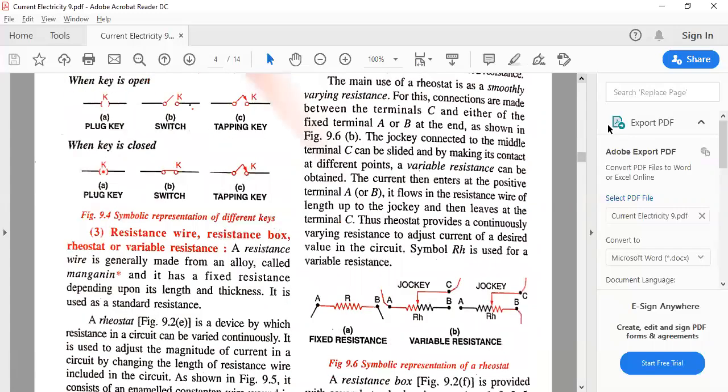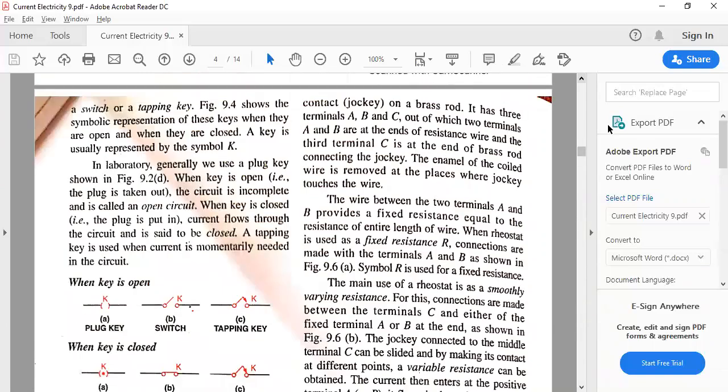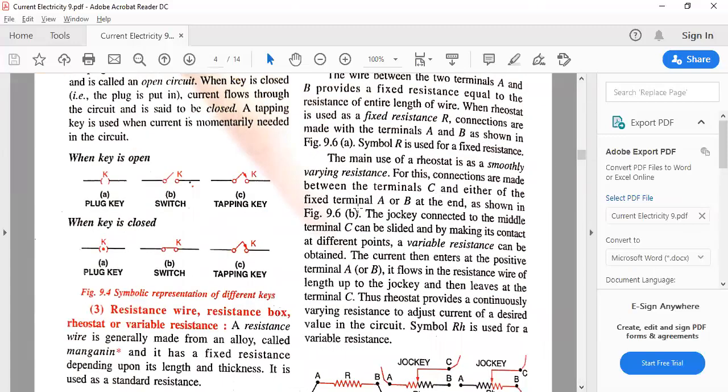So मेरा fixed resistance कितना होगा? 5 ohm. Now if you want to vary from 1 ohm to 5 ohm, you will be using terminal C. When the rheostat is used as a fixed resistance, the connections are made with terminals A and B. 2 wires होते हैं normally, तो एक को A में लगा दिया, दूसरे को B में लगा दिया. But if you want a varying resistance, the connection will be made with the C terminal and either A or B.